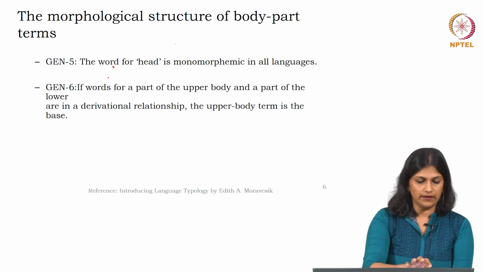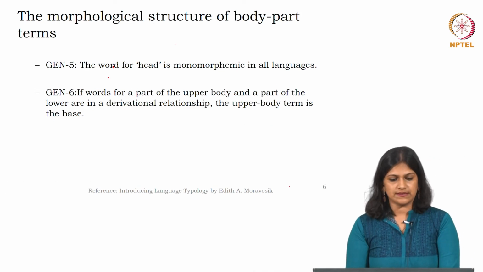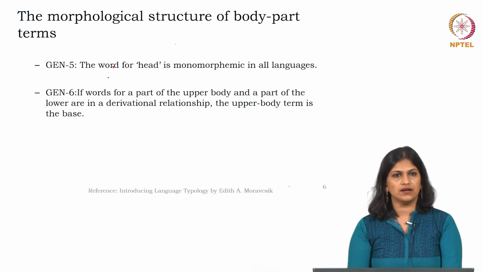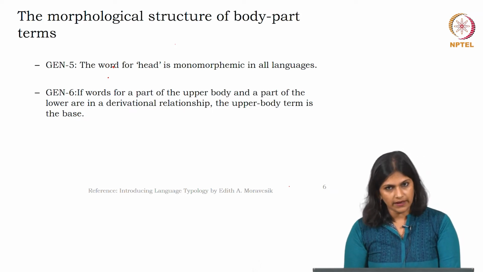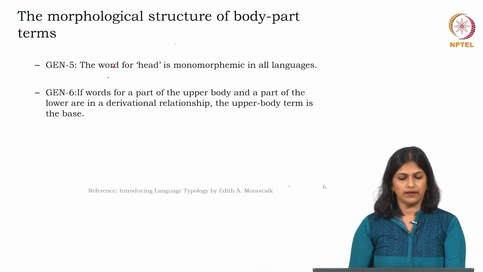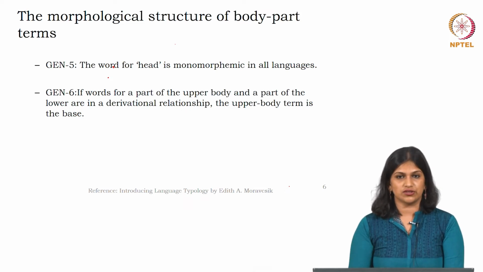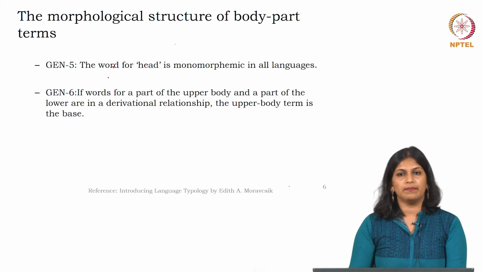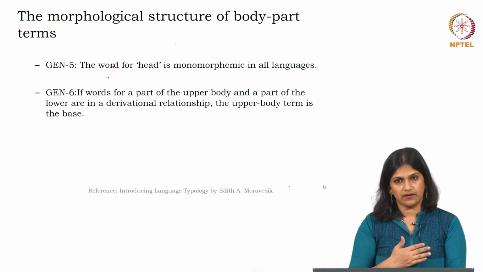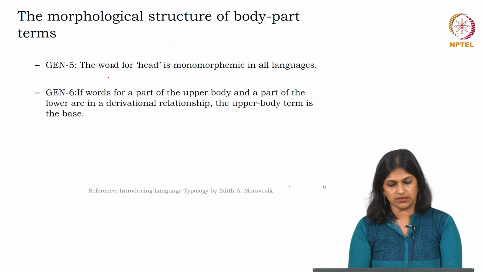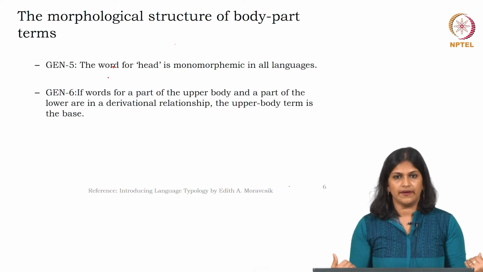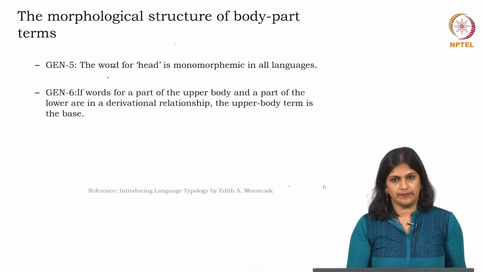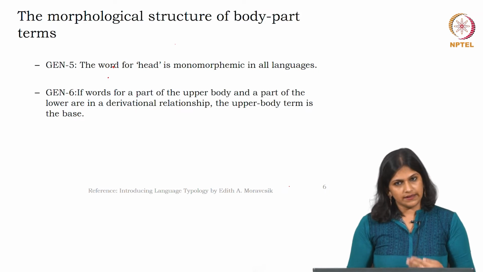Okay, what does the sixth generalization say? It says, if words for a part of the upper body and a part of the lower body are in a derivational relationship, that means the lower body parts are derived from the first one. Which one is the base? The base is the upper part, and the lower part is the derivation of the upper one. So, it is not the other way around.